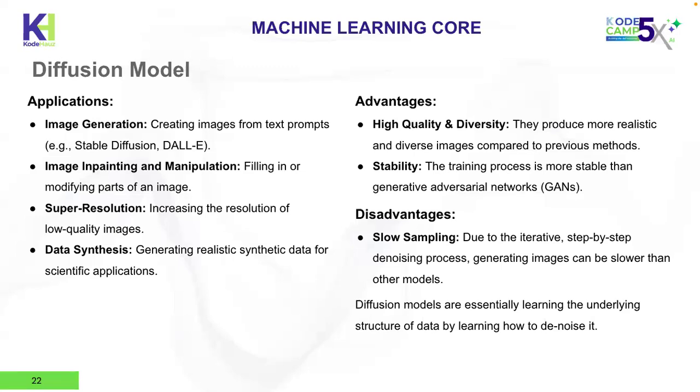Then image inpainting and manipulation. So this is another interesting thing, right? You already have images. And you can modify parts of the image by filling in, modifying. So you could take an image of somebody's face, adjust the nose, and you won't have any artifacts. Adjust the mouth, adjust the different parts. Those are the things you can do with diffusion models.